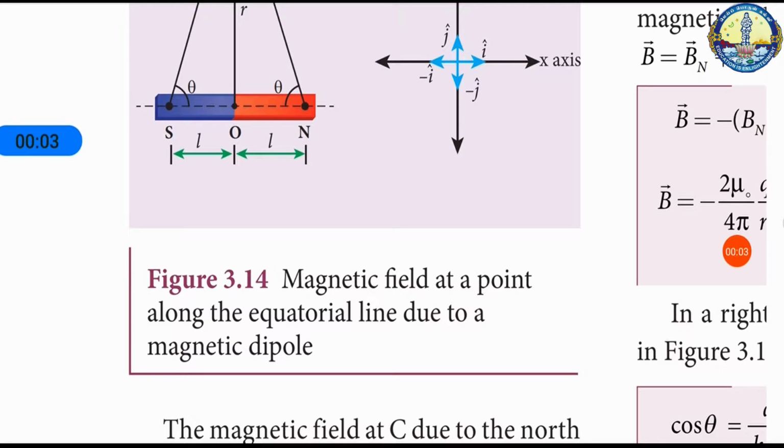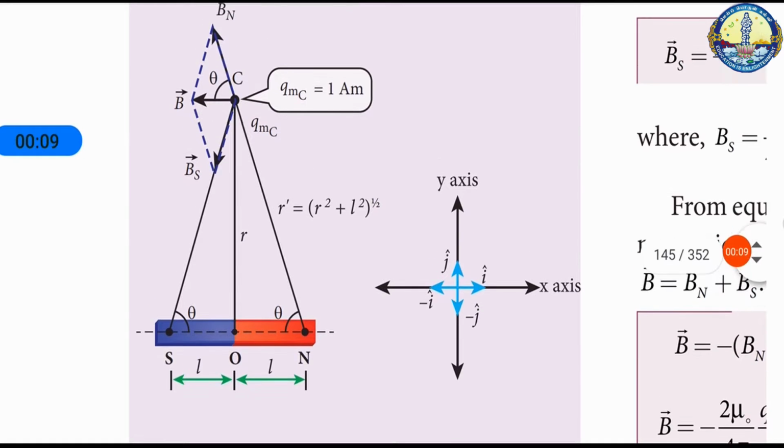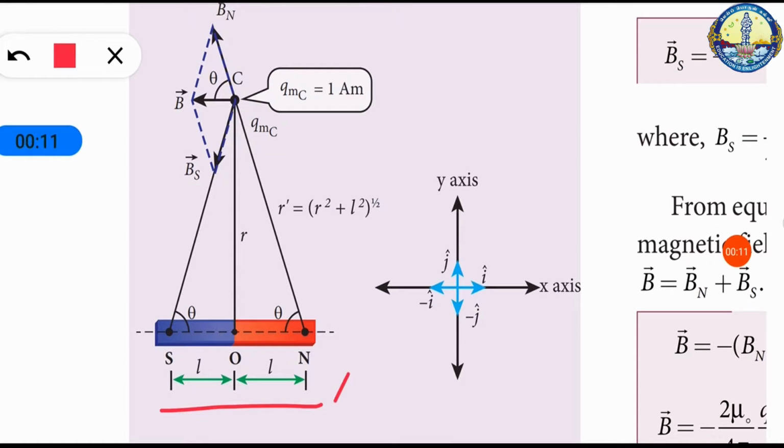Magnetic field at a point along the equatorial line due to a magnetic dipole. Consider a bar magnet N S, where N is the north pole and S is the south pole, and the center O is the geometrical center of the bar magnet. From the geometrical center, along the equatorial line, we find the magnetic field at a point C where Qm, the pole strength of the north pole, is equal to 1 A·m because it is a unit north pole, and the distance between the center and the point C is r.